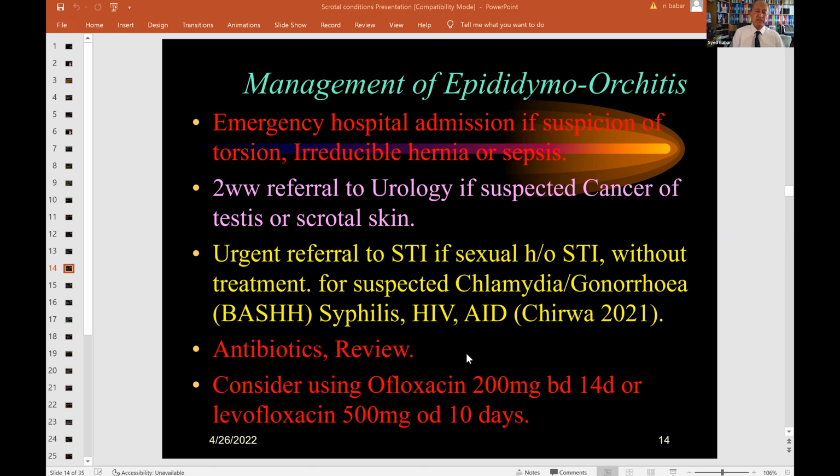In case it is not possible to make a referral to the sexual health clinic, or if the condition does not necessitate it, then we would need to treat the patient with appropriate antibiotics, followed by a review assessment a week later. The common treatment requires use of ofloxacin, 200 milligrams twice a day for 14 days, or levofloxacin, 500 milligrams daily for 10 days.